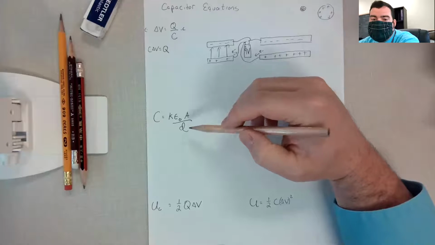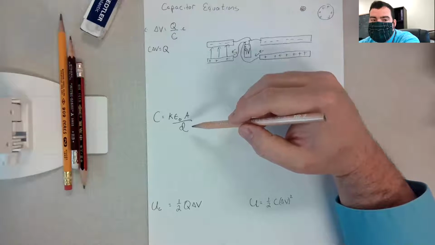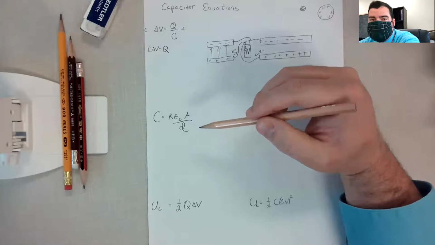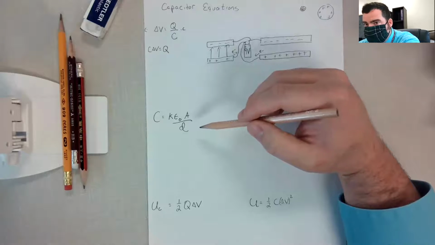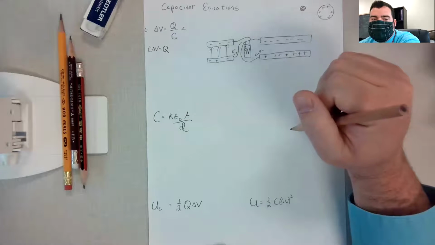We also saw in the lab you guys did that the more the plates are separated, the less capacitance we have, the less charge seems to be able to be held for a particular potential difference. So the only thing left is this K.